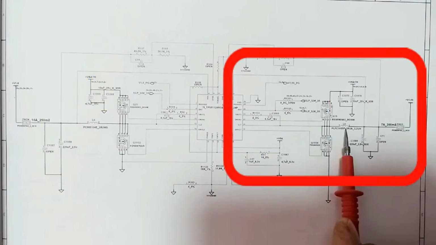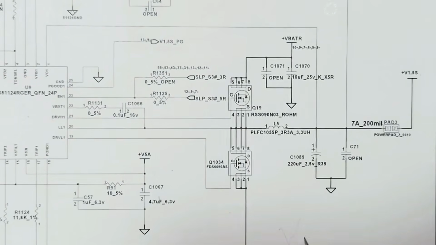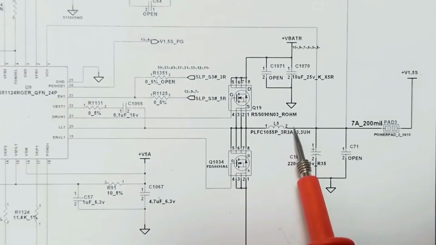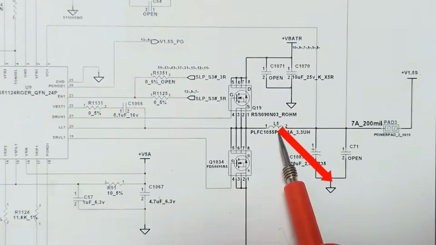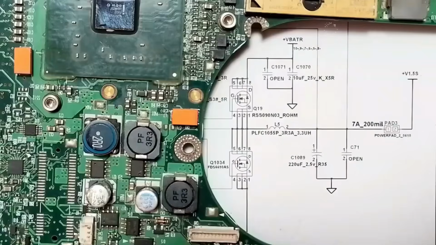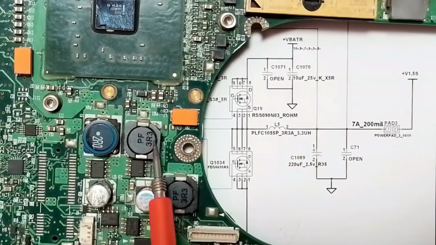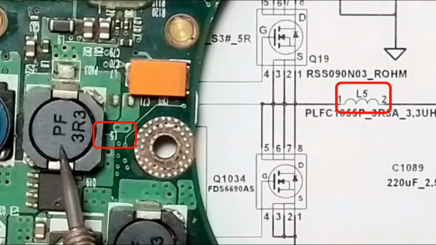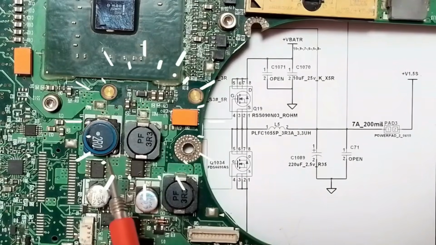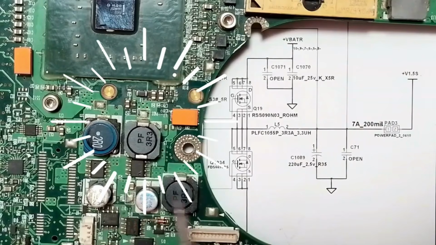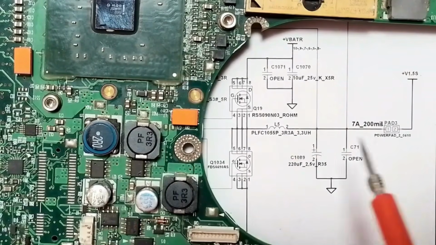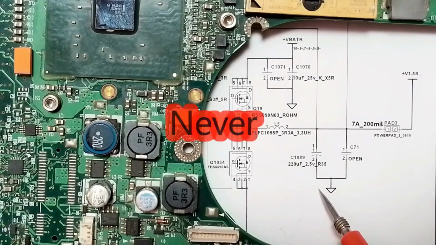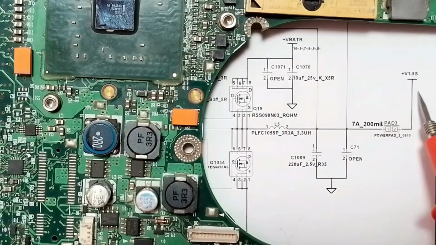As you can see, we have L5 here. We found that this inductor is connected directly to the ground. Means we have the short circuit here in this channel. So this is L5 here. Around this inductor we have the shorted component that we should detect. Normally the inductor should never be connected to the ground. Inductors are always connected to the power rail.